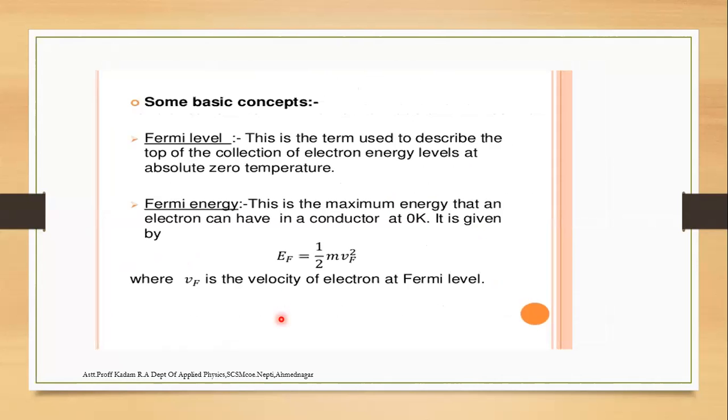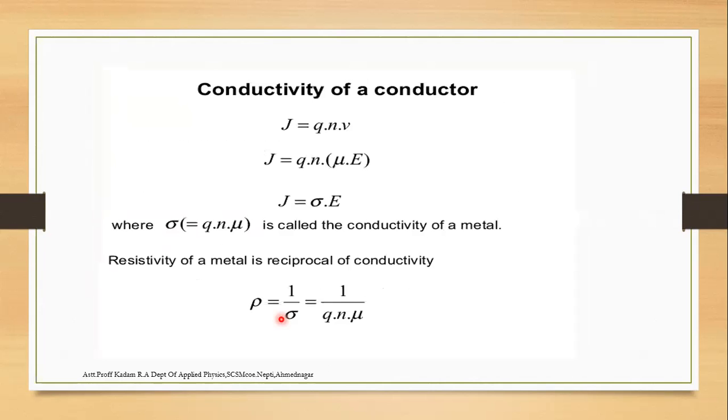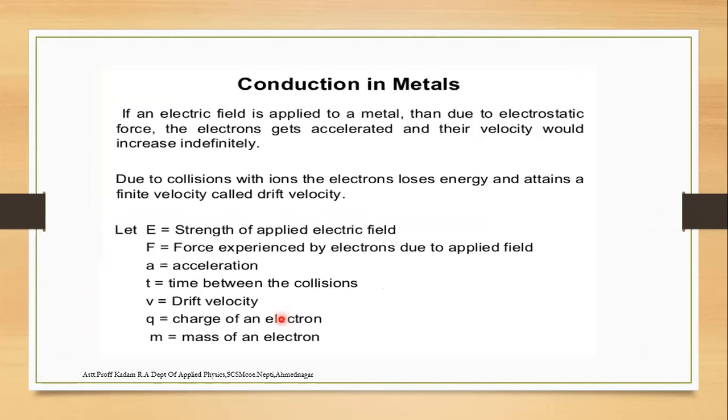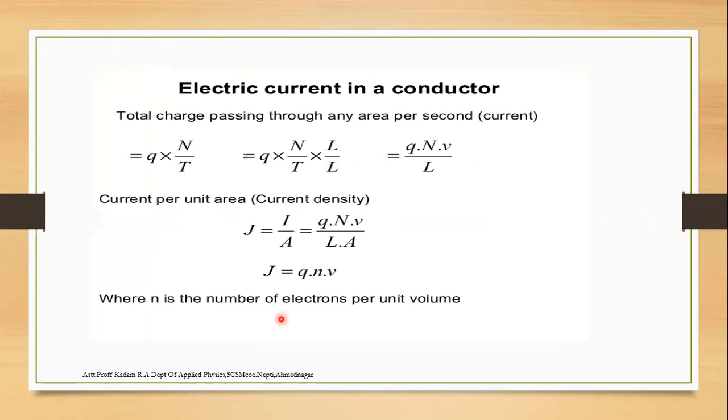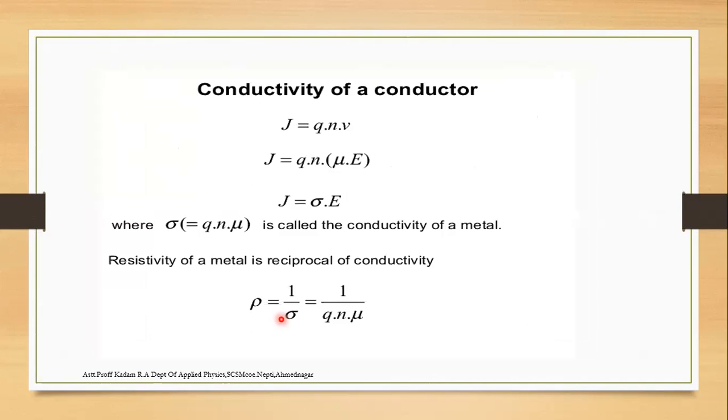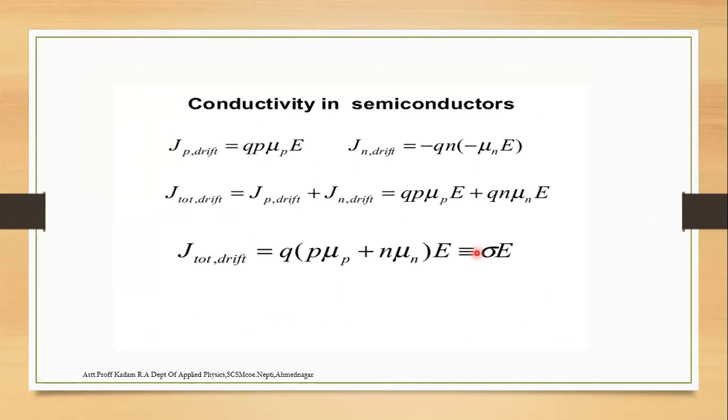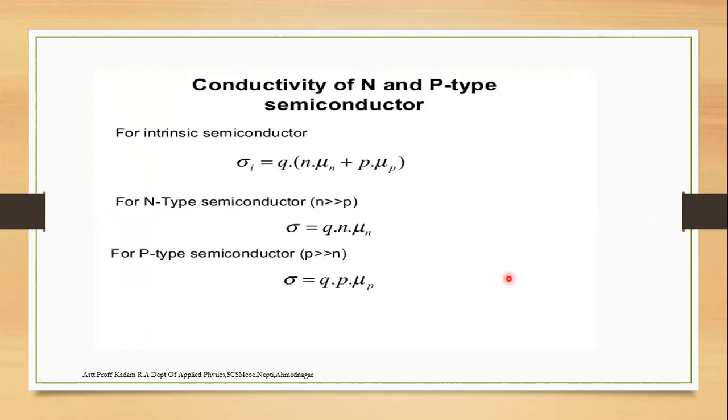That is a basic thing related to conductivity, meaning conduction in the metal. That is the most important. That is the electrical current and the conductivity of the conductor. That equation is the conductivity of the semiconductor. It is the most important and gives 5 to 6 marks in the examination.